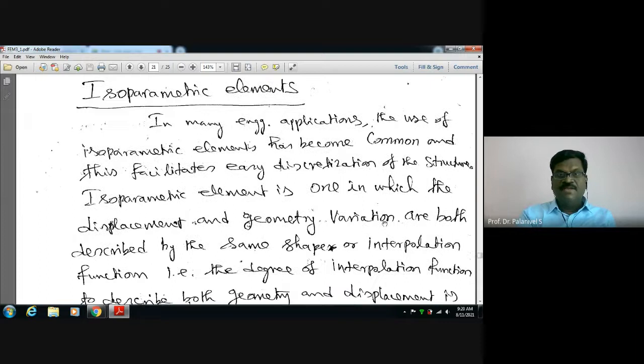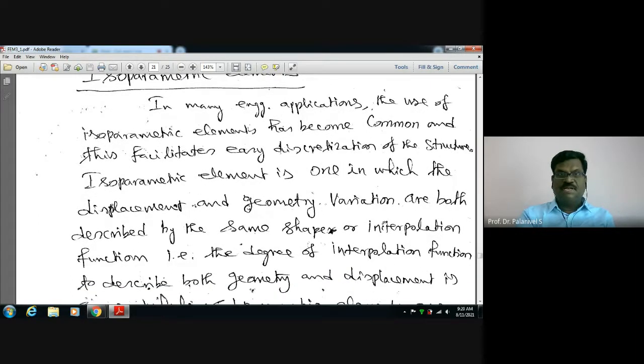Let us see. In many engineering applications, the use of isoparametric elements has become common. It is very commonly used, and this facilitates easy discretization. Some teachers may think discussing all these properties of elements is a waste of time. Straight away they go to application, how to develop the element stiffness matrix and how to analyze a structure by finite element procedure, like your matrix method of structural analysis, going straight to analysis without discussing the basic fundamentals involved. But I want to give them, because you should know what the finite element method is.